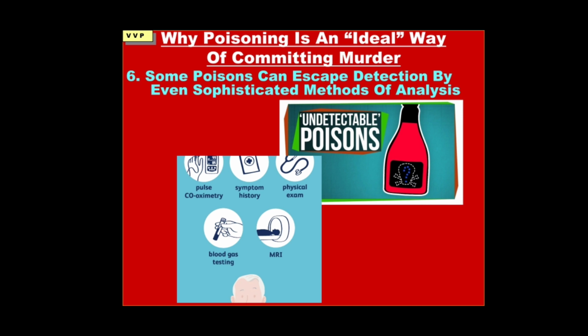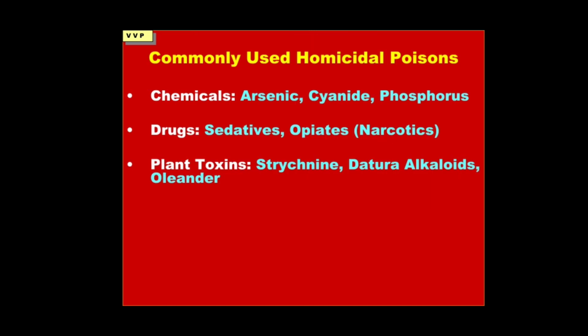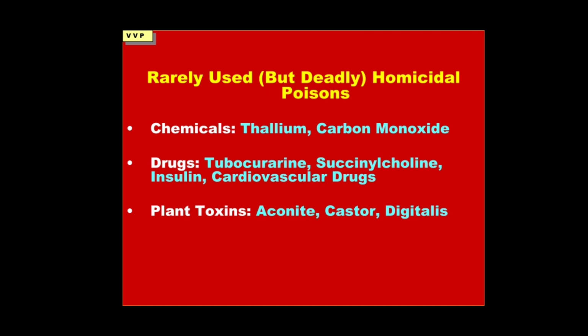So these are some of the reasons why poisons are almost ideal as homicidal agents. And there's a lot of information out there. I'm sure many people know about the notorious reputation of these chemicals as homicidal poisons. And then there are drugs also like opiates, also called narcotics, sedatives, and plant toxins like strychnine, datura, oleander. These are all poisons which have been employed quite commonly in various situations, various locations, and many a time we know about these poisons. But then there are rarely used homicidal poisons which are equally deadly. And this may not be easily apparent to people.